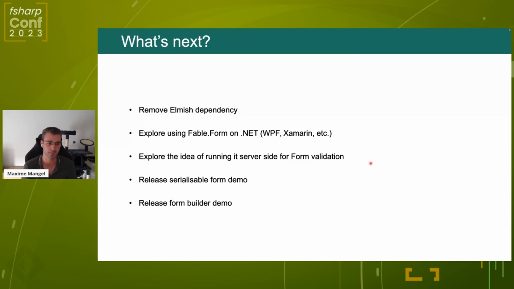The next step for Fable.Form will be to remove the Elmish dependencies because we only use it for the dispatch function, which could be replaced with a callback. And because Fable.Form is not tied to Fable, even besides the name, we can in theory use it on any .NET platform as long as we write the view layer for it. So I would like to explore this idea and also run it on the server side so you can have the same code between the client and server side, and release the demo.